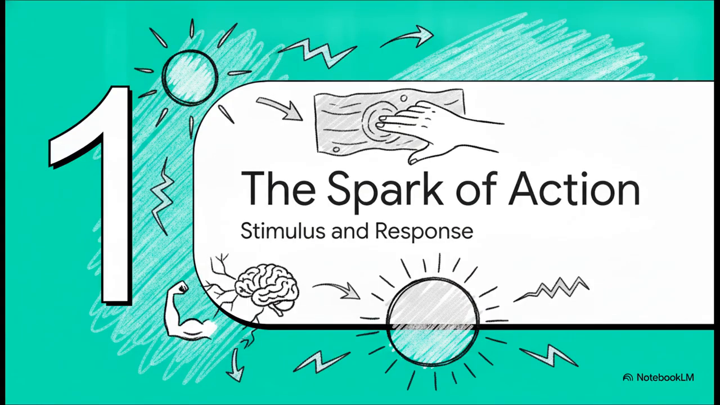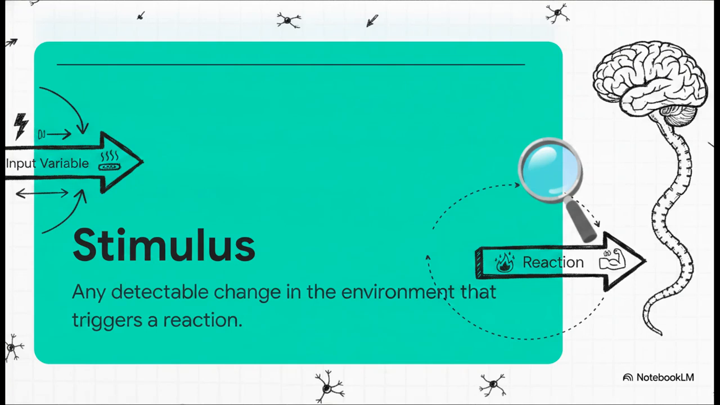Section 1. The spark of action. Understanding stimulus and response. So imagine the physical world right now: the temperature of the room, the light from your screen, whatever you're currently touching. How does a change in that environment actually trigger your body to react? Well, it all starts right here with a stimulus.